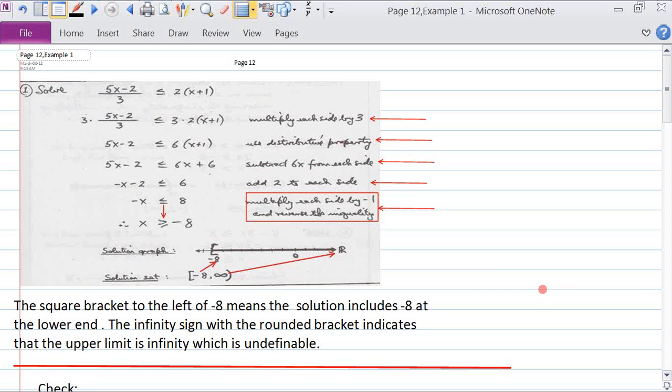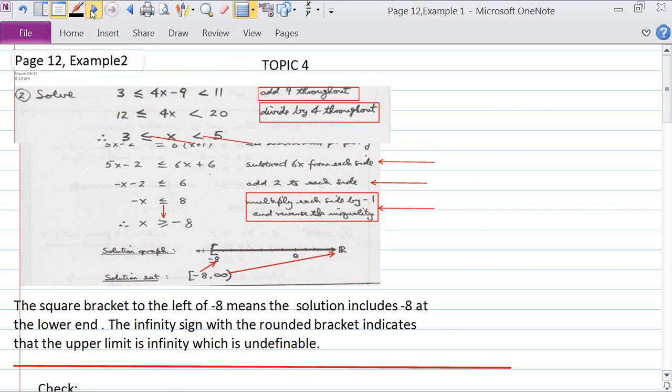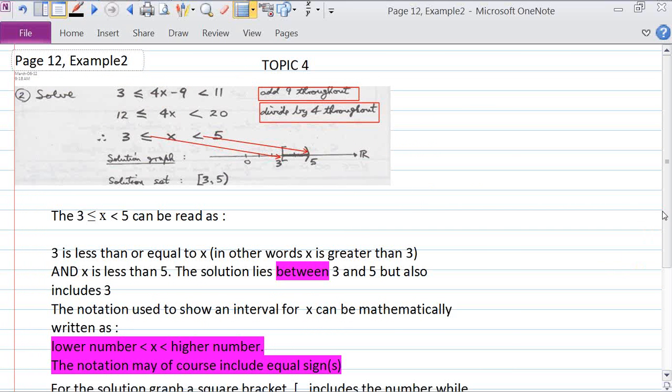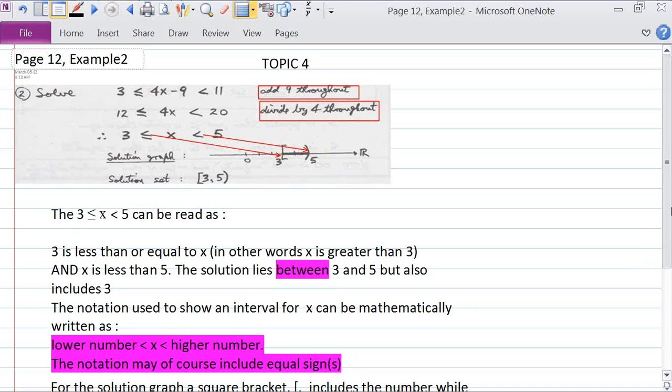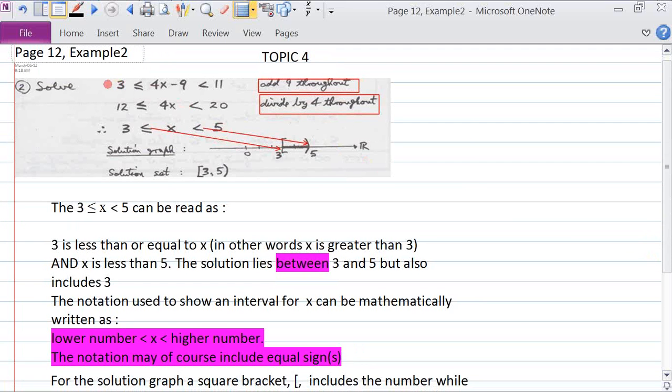So this gives us an idea of how to solve a problem. We're going to look at the next problem to solve, which is here. And what we're asking here is, what are the values of x that make this inequality true?